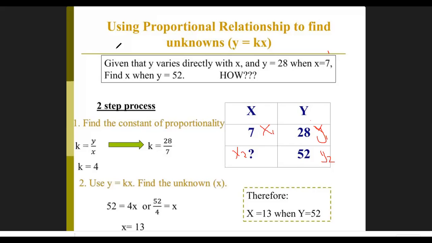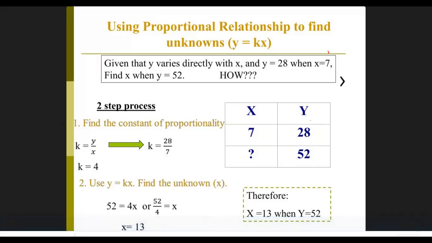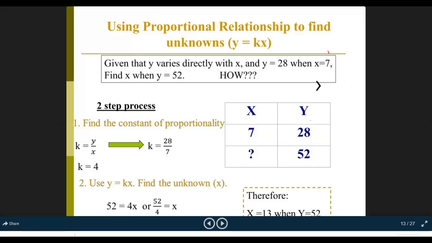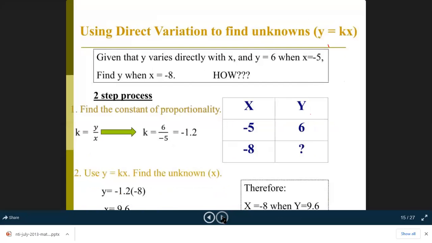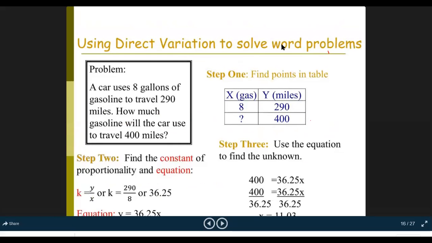Okay, this type of question is going to give us the information, like you can see here at the top. It says, given that y varies directly with x and y equal 28 when x equal 7, find x when y equal 52. In this case, we are going to find the unknown variables. We have more examples about it, then you can watch the presentation. And in the next part, inshallah, I'm going to check with you how we can use direct variation to solve a word problem.